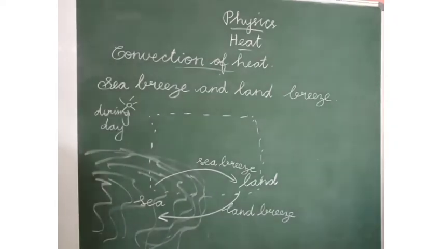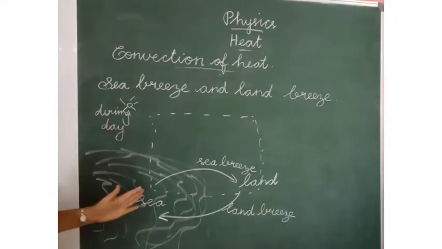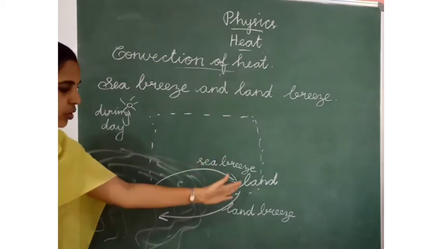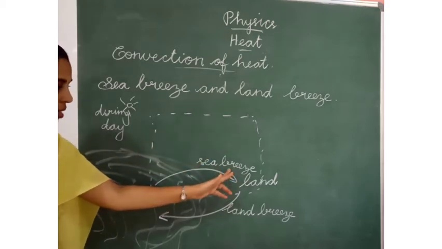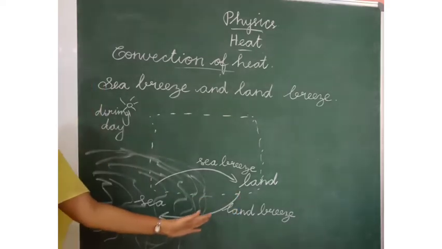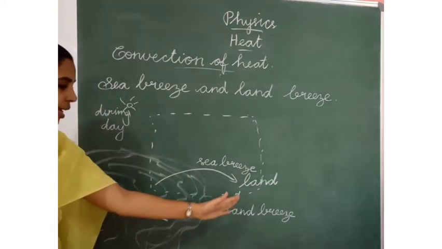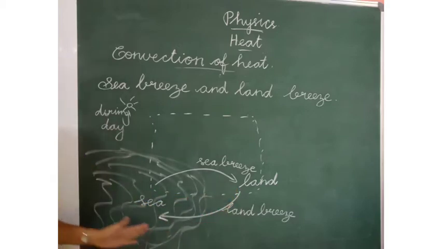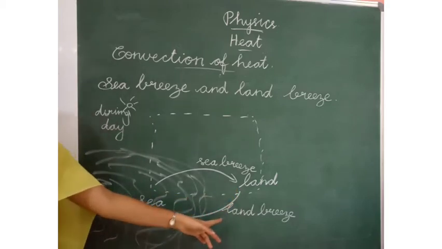Have you understood this? During the day, sea breeze: from the sea, cool air blows to the land. That is called sea breeze. During the night, land air, it means cool air, blows to the sea. That is the land breeze.